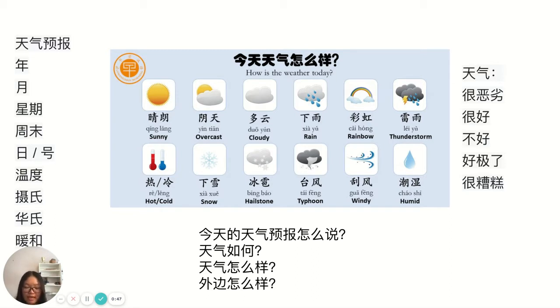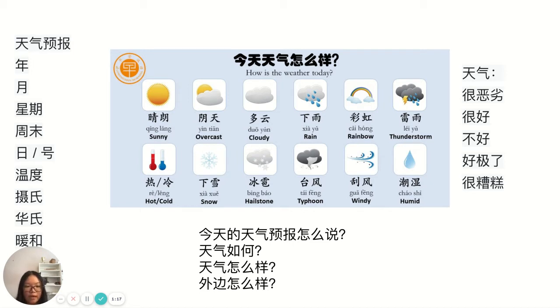If you're just asking about what it's like outside, you can say 外边怎么样？外边 is outside. And then 怎么样 is how is it? If you're asking someone to read out what they see from a weather forecast, you can ask, 今天的天气预报怎么说？怎么说 is what did it say? 今天 is today, and then 天气预报 is weather forecast.